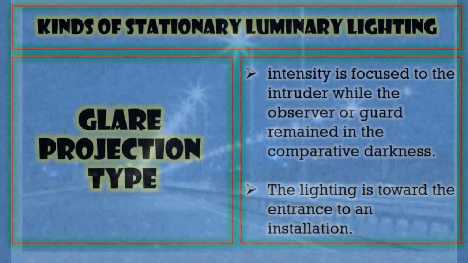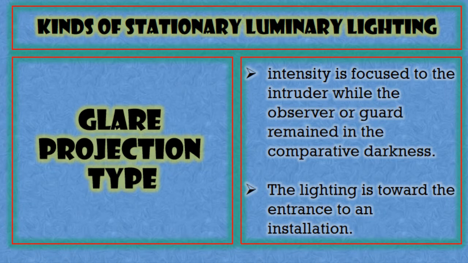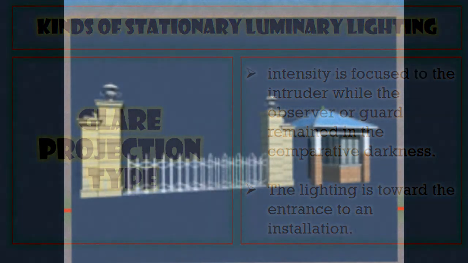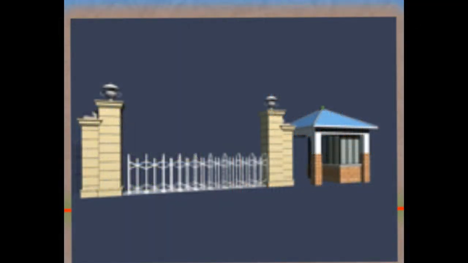And then under this also meron tayong two kinds. Okay? There are two kinds of stationary luminary lighting. So meron po yung tinatawag natin na glare projection type. Dito po sa glare projection type, ang focus po niyan is the point of entry or the intruder. Okay? So yung intensity ng illumination or ng lighting po natin, it is focused on the intruder. And then anong na-mention pa dyan? While the observer or the guard remained in the comparative darkness. So, it is somewhat a kind of technique, okay, in installation of protective lighting.